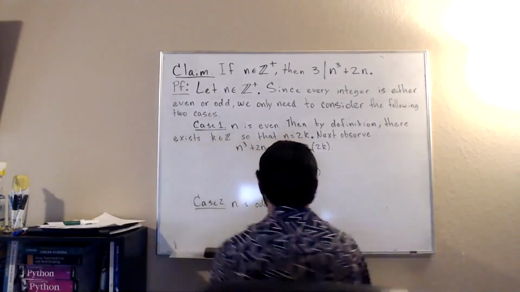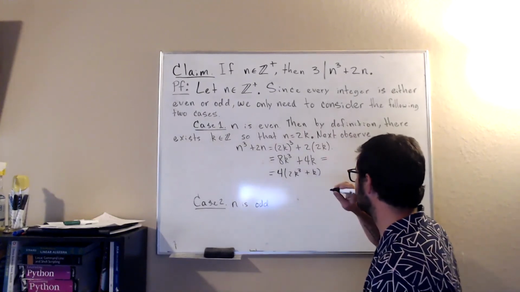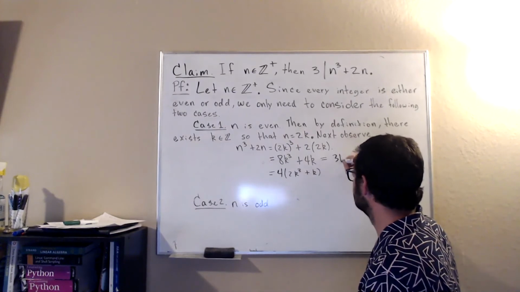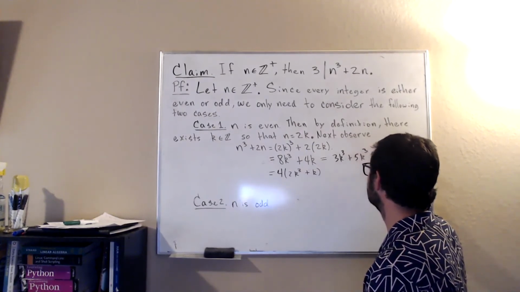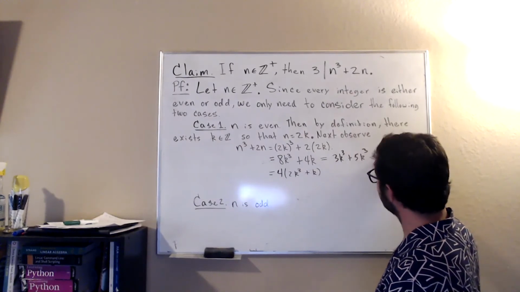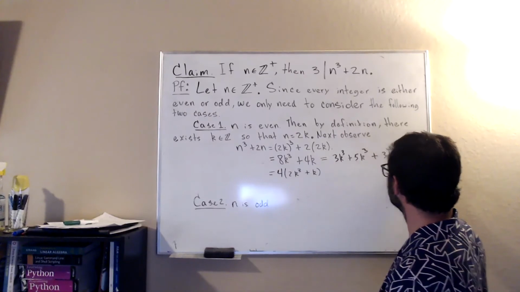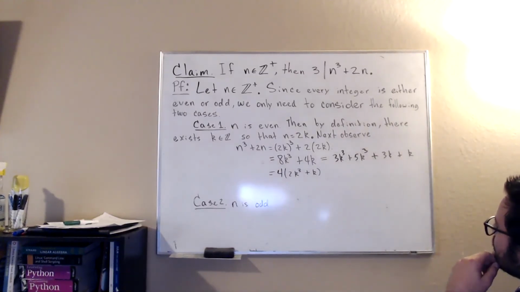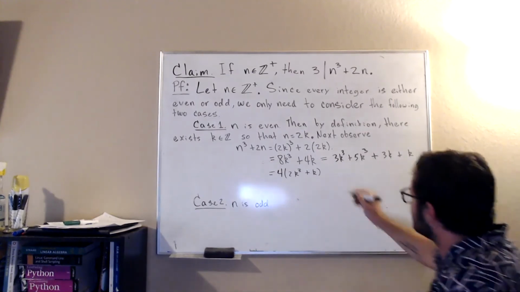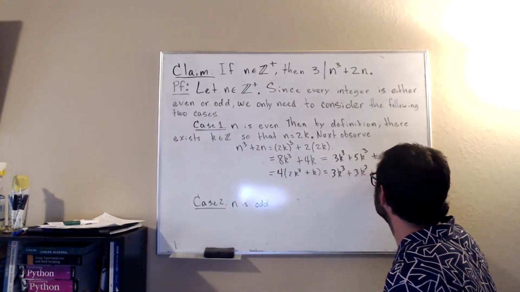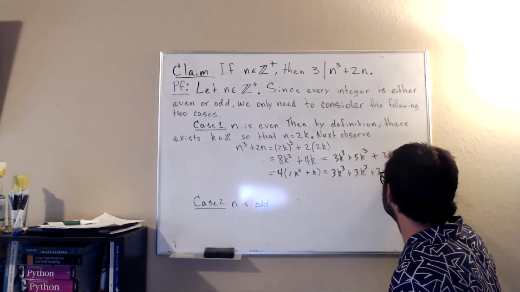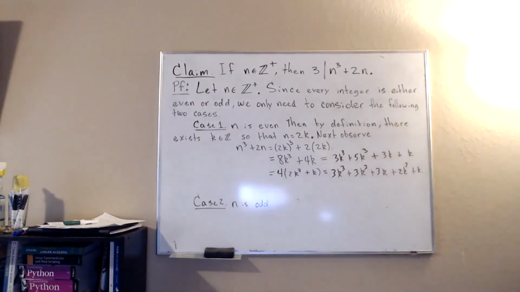I'm not going to give up yet, but I'm just going to try something. So this is 3k cubed plus 5k cubed plus 3k plus k. I still don't see it. 3k cubed plus 3k cubed plus 3k plus 2k cubed k. Yeah, I'm not seeing it.